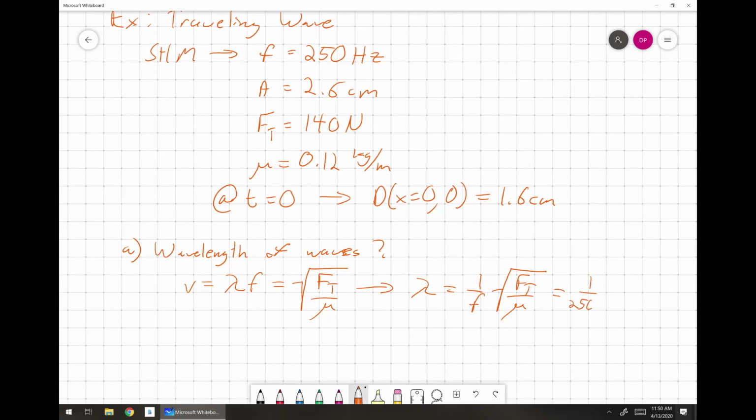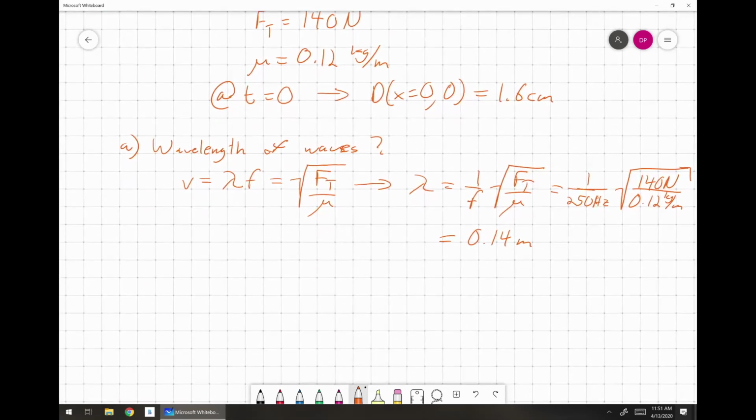So we have 250 hertz for the frequency. We have our 140 newtons for the tension. And then we have our 0.12 kilograms per meter for our mass density. And this will then give us a wavelength of about 0.14 meters or 14 centimeters. Okay, so that is the wavelength of those waves.